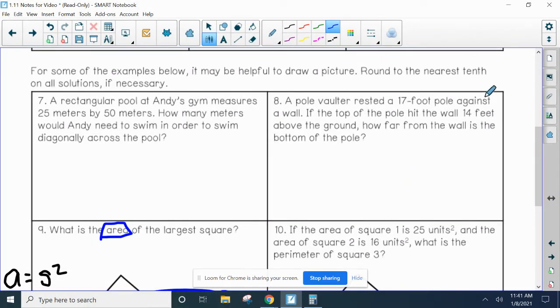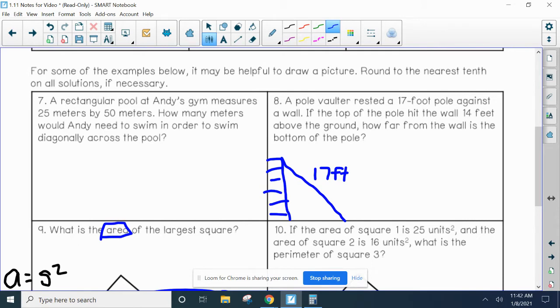All right, so by now you paused it. If you're not, go ahead and pause it because I'm going to go over them. So 8 tells us a pole vaulter rested a 17-foot pole against a wall. So here's our wall. And this is our lovely pole. So a pole vaulter rested a 17-foot pole against a wall. So this is our pole, it is 17 feet.